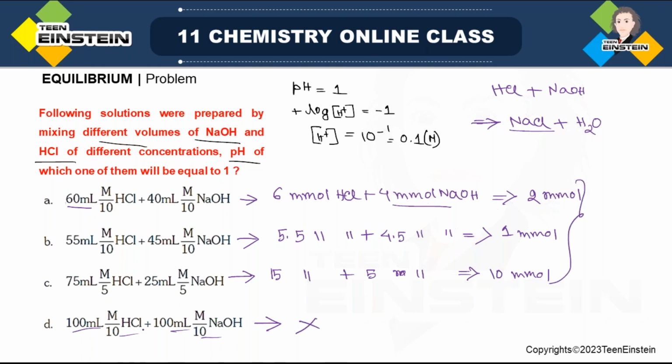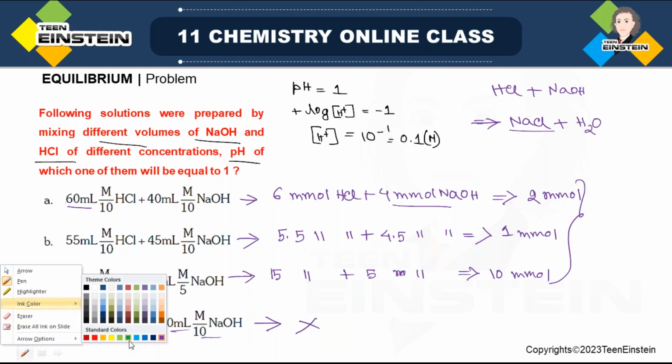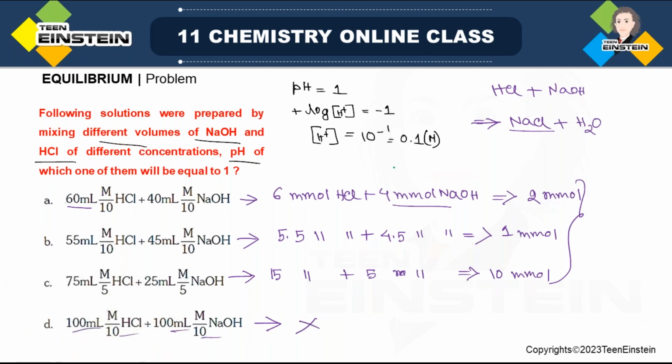Now among these three, we have to find in which case the molarity is 0.1, because that should be the answer. So 2 millimole means what? In terms of moles, you have to multiply each of them by 10 to the power minus 3. So it will be 0.002, that is 2 into 10 to the power minus 3. Now this cannot be the molarity. Then the next one will be 10 to the power minus 3, and this one is basically 0.01 moles.